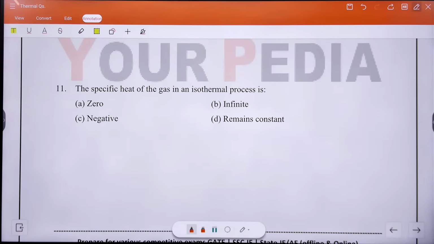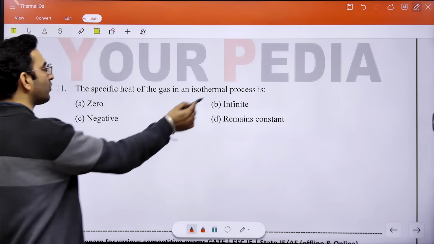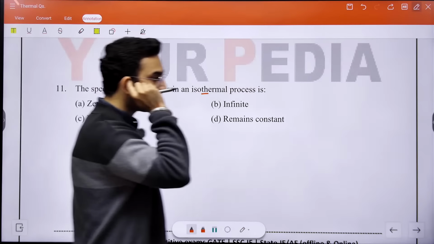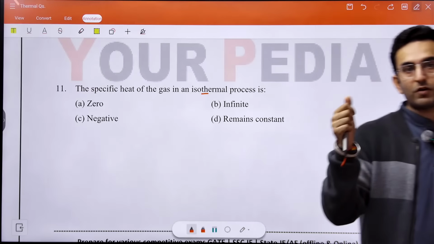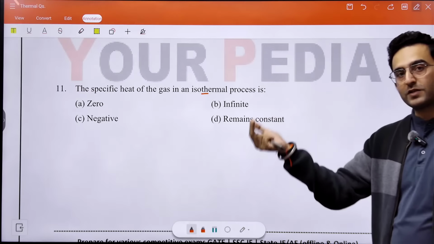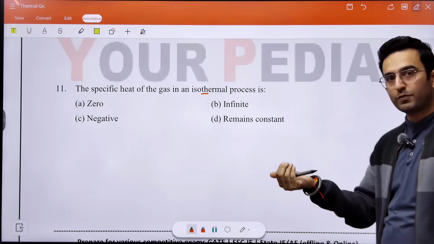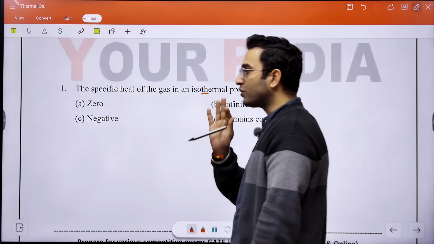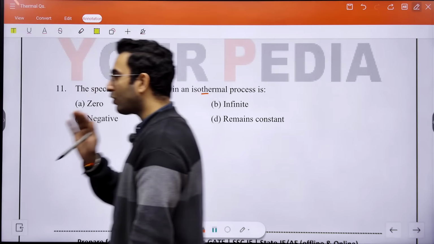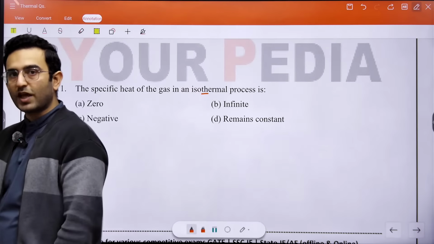What can be the answer in this case? The value of the specific heat for the gas in an isothermal process. Remember that we have different values of the specific heat. For a constant volume process, we have a different specific heat. For a constant pressure, we have a different specific heat. For isobaric and isochoric, we have positive specific heats here. But if you talk about the polytropic process, we have a negative specific heat.